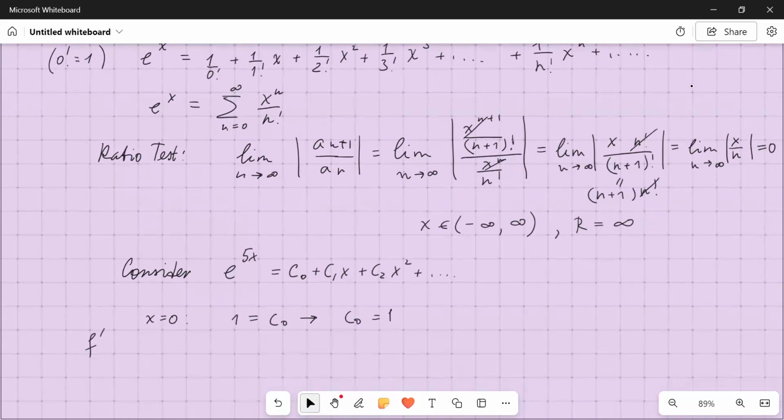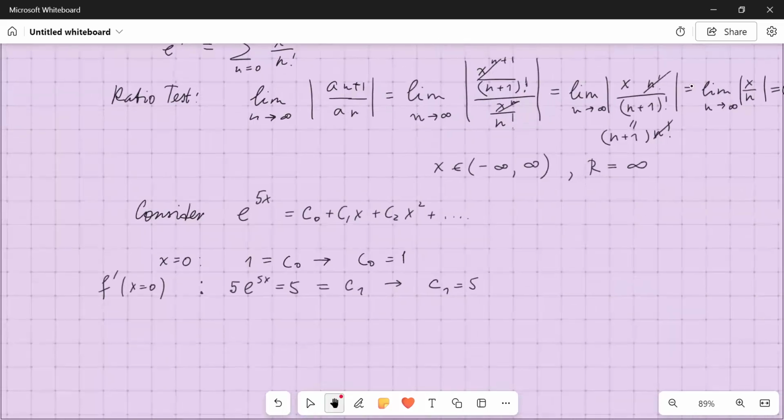I'm going to write down the derivative at x equals 0. And again, what are we going to have? The derivative of the exponential function is going to give me what? 5 e to the power of 5x. If I plug in 0 here, I'm just going to get 5. On this side, nothing is going to change. I'm going to just kill this term by differentiating once, and this term is going to give me C1. So my C1 is going to be equal to 5.